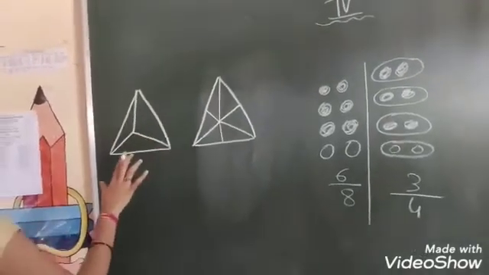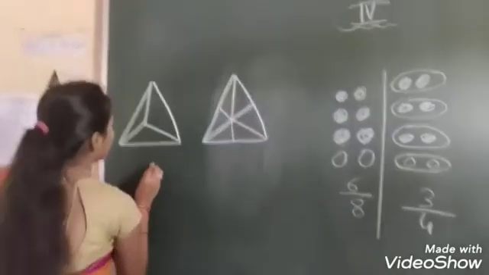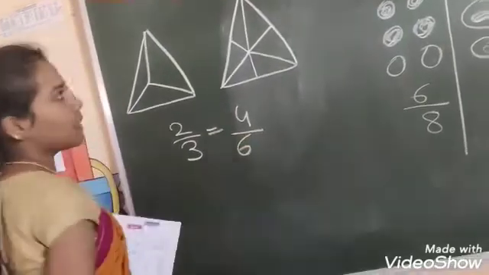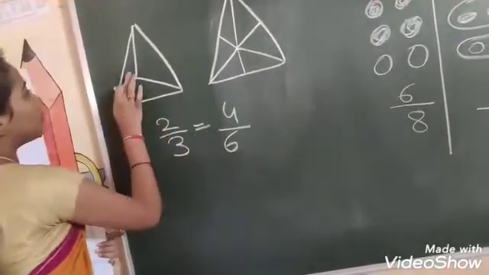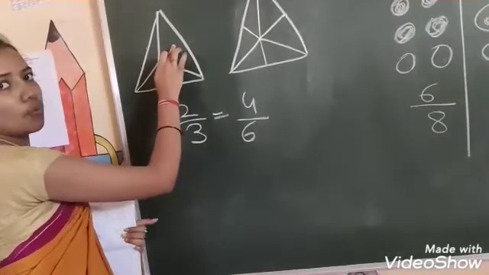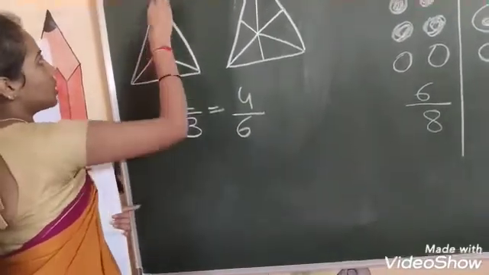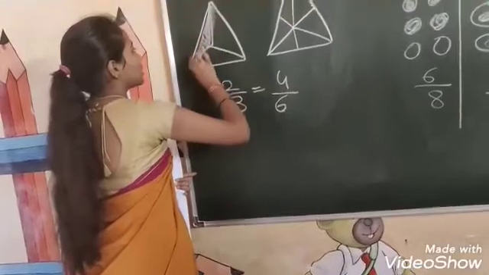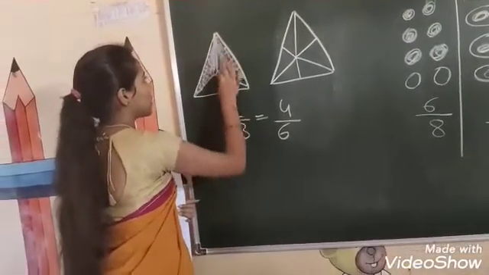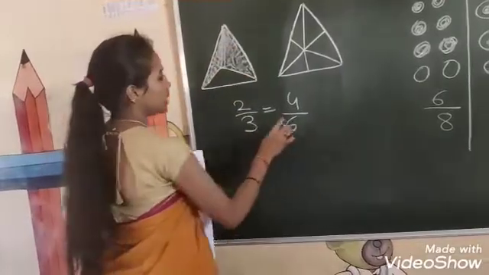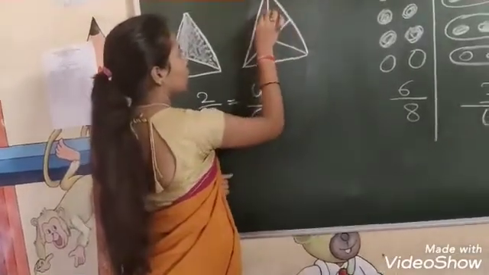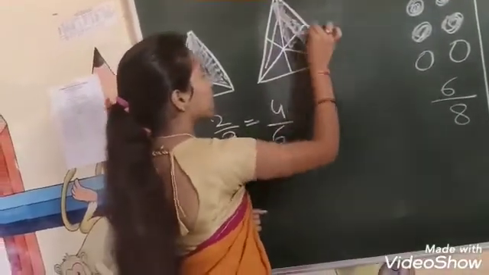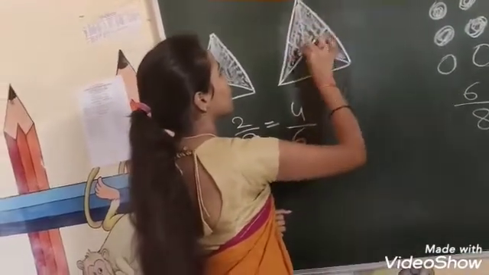Okay, see here, first we have 2 by 3 is equals to 4 by 6. Yes, here 1, 2, 3, 3 columns are there. We have to shade 2 columns. See, 2 columns means, see. Here 6 columns are there. 1, 2, 3, 4, 5, 6. 4 we have to shade. 4. See, shaded part is same in both the triangles.